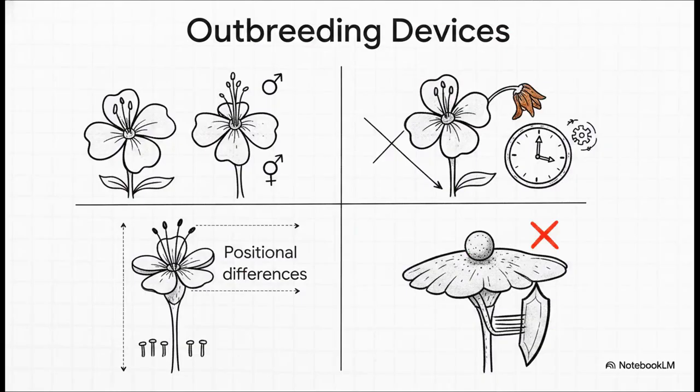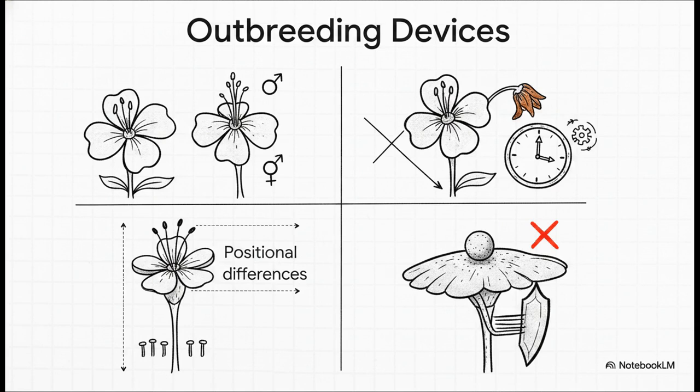Now, plants actually hate inbreeding. Continual self-pollination just leads to weaker offspring. So over time, they evolved 4 genius structural solutions called outbreeding devices to force cross-pollination. First off, they might just produce unisexual flowers, making self-pollination literally impossible. Second, non-synchrony. The pollen might mature and shed weeks before the stigma is even ready to receive it. Third, positional differences. Think about placing the anther way down below the stigma so pollen just can't fall into place.